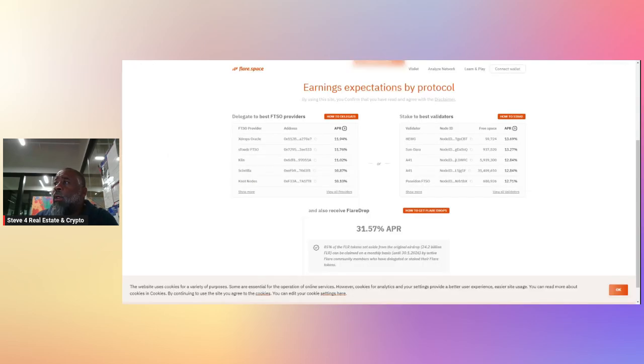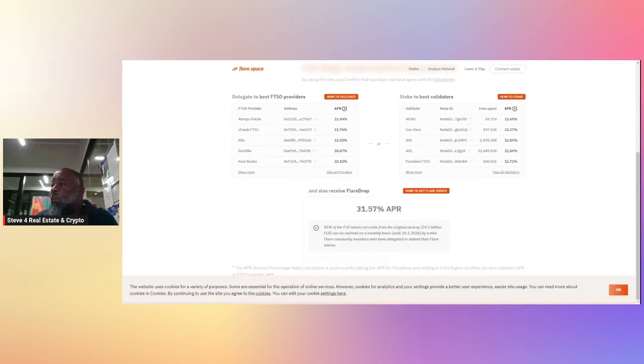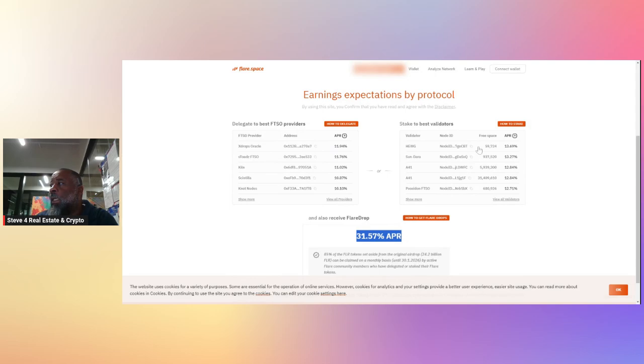If you contrast that with airdrops, which are rocking at about 31.57% right now for Flare, delegating to the FTSO and staking are probably running around 12 to 13% as well, right? Just for delegating. Now you've got the collateral pool aspect of it. The inflation on Songbird, I think, is at 7 or 8%, if I'm not mistaken. My memory is losing me for a minute now. It's either 5, 7, or 8%. But anyway, you've got that natural inflation that's going to come off of Songbird for delegating to the FTSO.